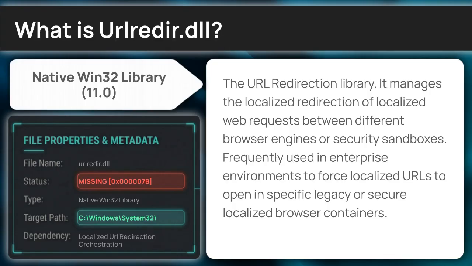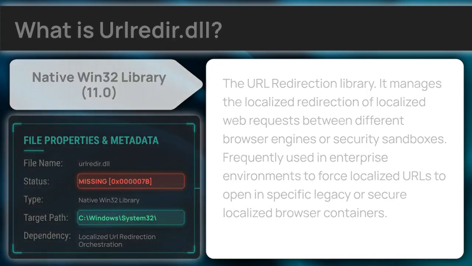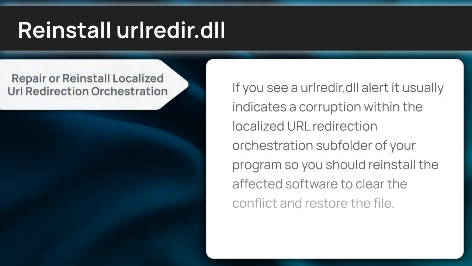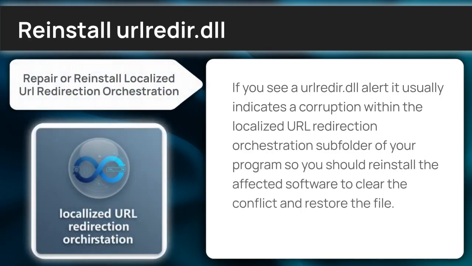Now let's apply the fix by reinstalling the shared system library. If you see a URL Redirect Library DLL alert, it usually indicates a corruption within the Localized URL Redirection orchestration subfolder of your program, so you should reinstall the affected software to clear the conflict and restore the file.